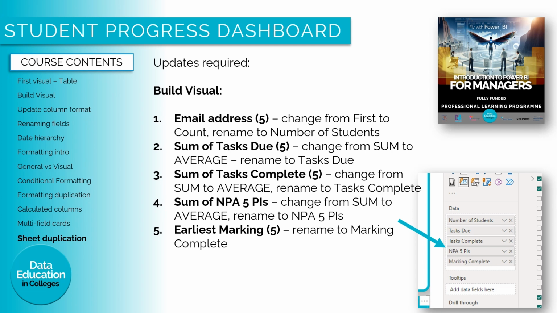Task due, change from sum to average, rename to task due. Task complete, sum to average, rename to task complete. PIs, change from sum to average, rename, earliest marking, rename to marking complete. That would be your build visuals.